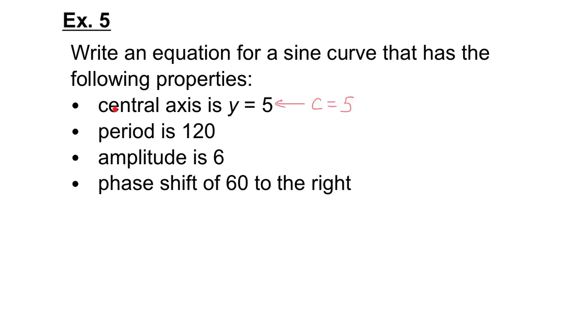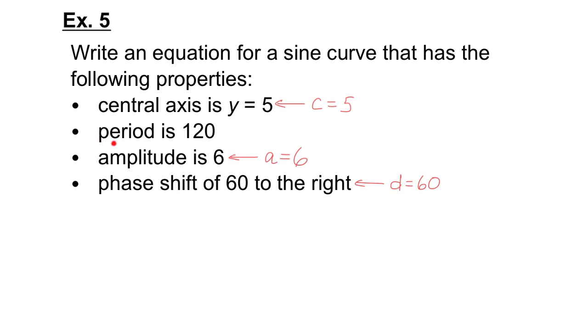So first off, the central axis is y equals 5. Well, I know C for central axis. My C value in the equation is 5. I'm going to skip the period for now, but amplitude is 6. Well, A for amplitude, A is 6. And if I'm moving 60 to the right, that means D is 60.